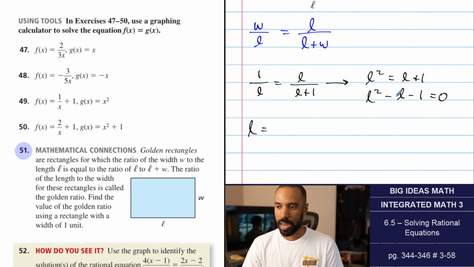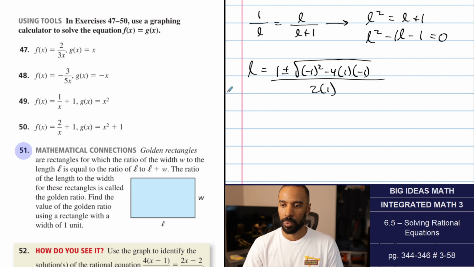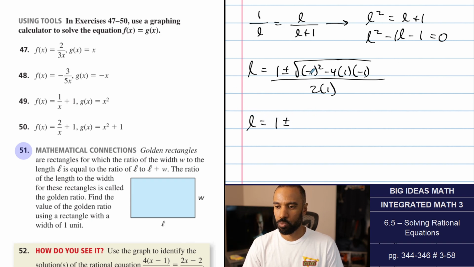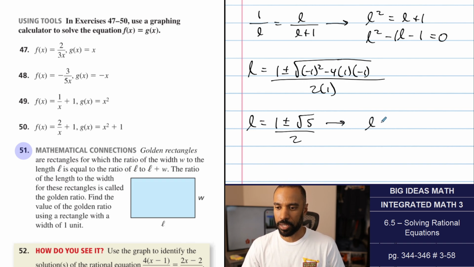L is negative b, the opposite of negative 1 is positive 1, plus or minus the square root of b squared minus 4ac, all divided by 2a. So it's L equals 1 plus or minus, negative 1 squared is 1, plus 4 is 5. So the square root of 5 all over 2. Length can't be negative, so the 1 minus root 5 doesn't work out here. This will just be L equals 1 plus root 5 over 2.